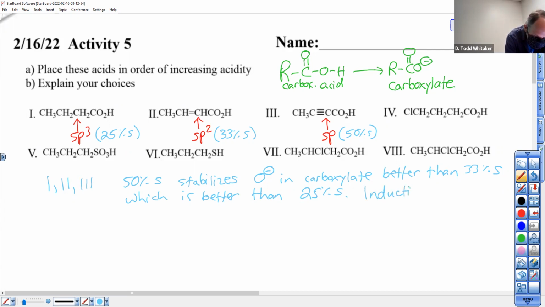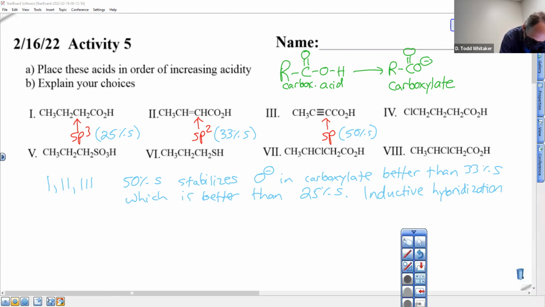Inductive, because it's happening at a distance from the O-. That's what it means. Inductive is from a distance and it's being induced through the molecule, and it's based on hybridization. My B looks a little sketchy there. Effect. You heard it here first. IHE. There you go.